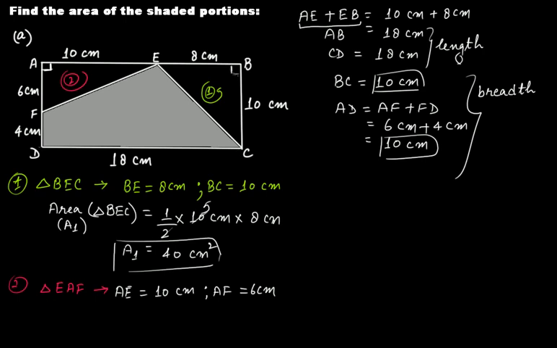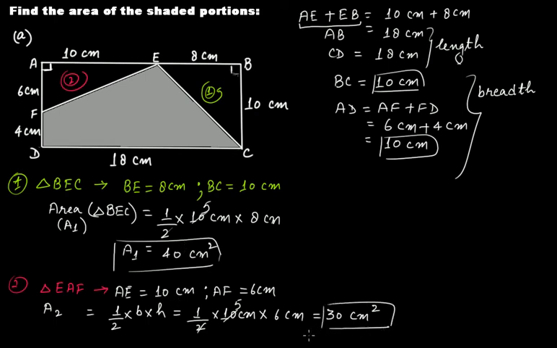Now if we denote this with A2, that is area, is equal to half times base times height, is equal to half. Let us take this as a base, AE, or even this as a base, whichever we want to take. I'm taking this AE as a base. So base is 10 centimeter times the height, 6 centimeter, and you get 30 centimeter square. So A1 is 40 centimeter square and A2 is 30 centimeter square.